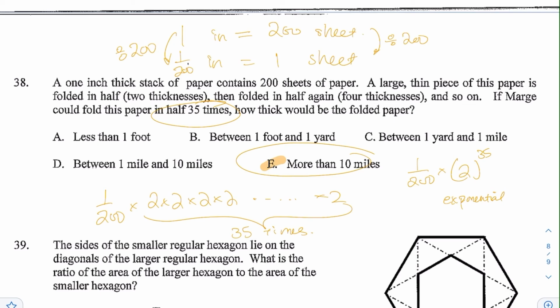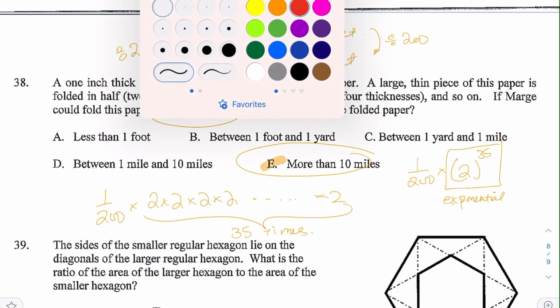Even if you divide it by 5,280 and divide it by 12, you're still going to end up with a really big number because of this 35th power. It's an exponential function.